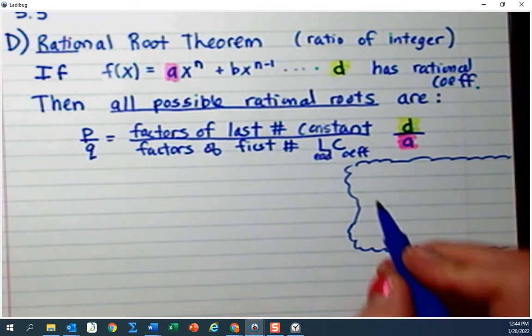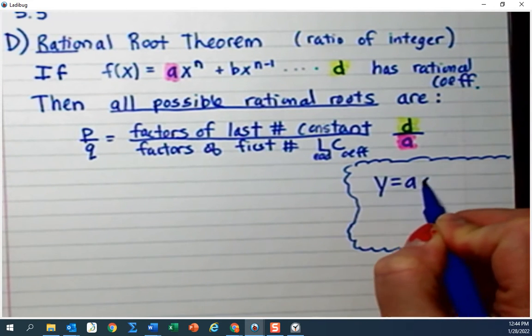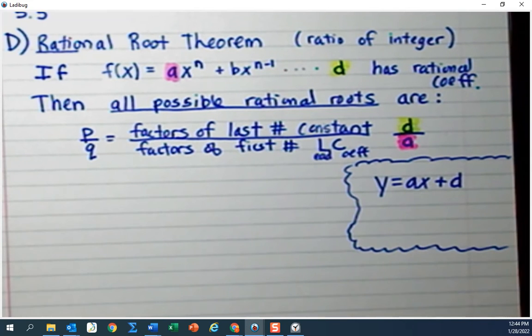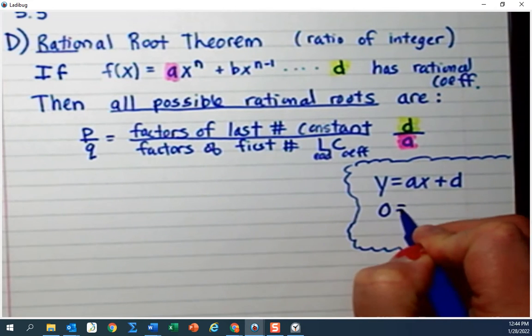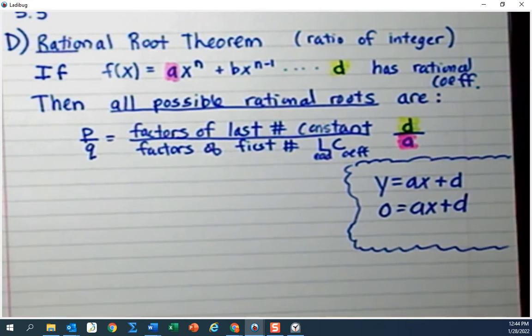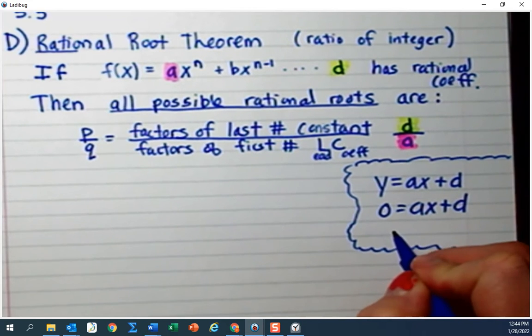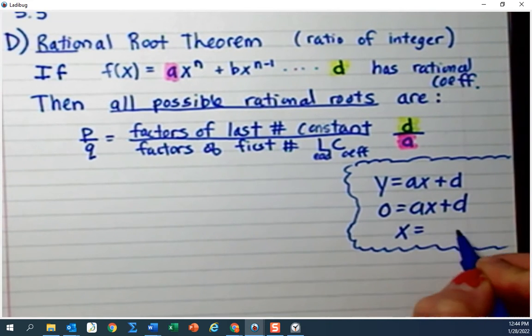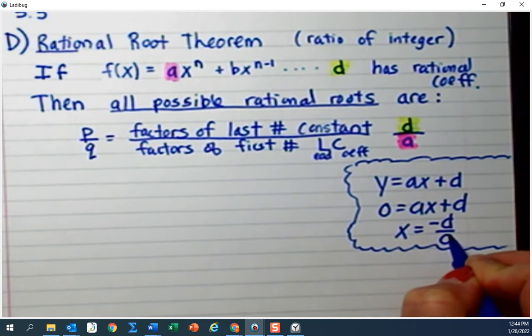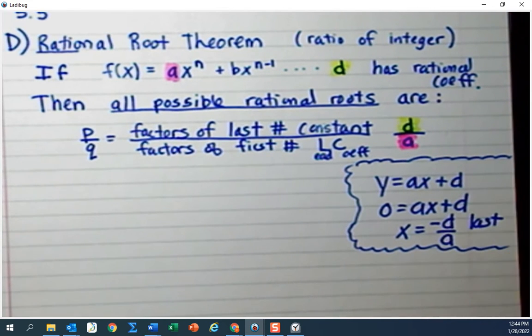Here's my thinking bubble. Y equals AX plus D. Degree 1, the A is the first number, the D is the last number. I want to solve this for 0. X equals. So what do you do first? First, you add or subtract the last number. Then you divide by the first number. It's the last one over the first one.